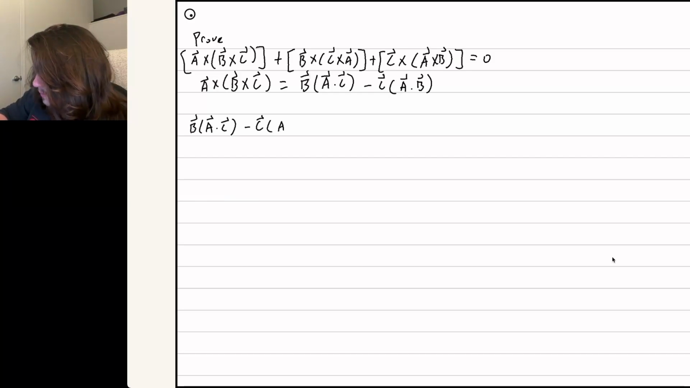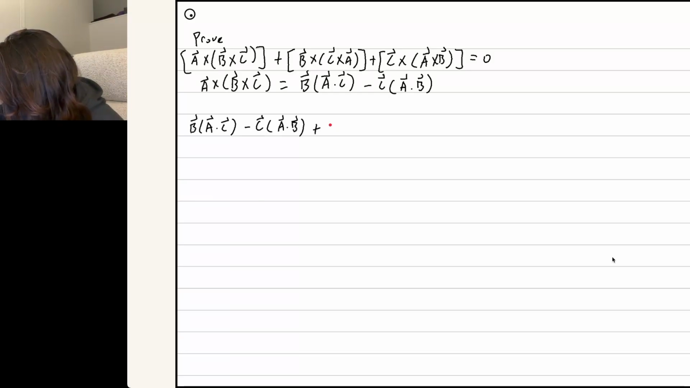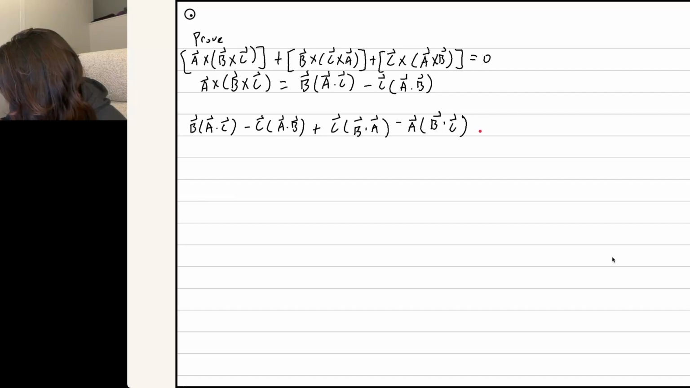The first one is just a verbatim copy it down sort of thing. And so, okay, the next term, you're going to have C times B dot A minus A times B dot C, and then you're going to end up with A times C dot B and B times C dot A.